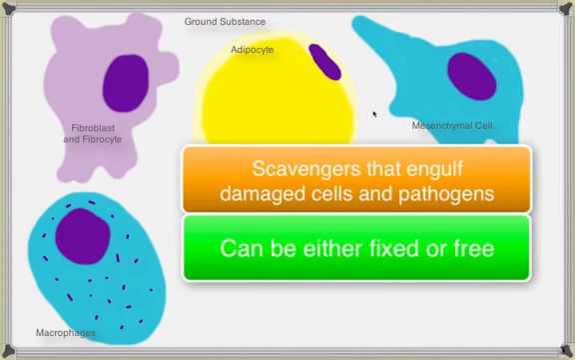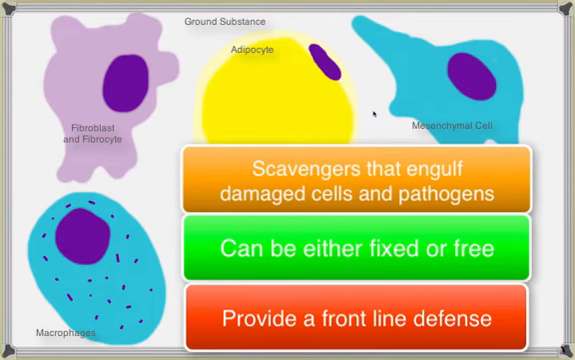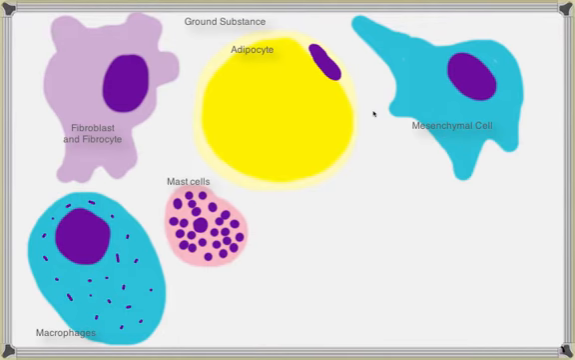These macrophages can be either fixed or free. The fixed macrophages stay in a tissue for long periods of time, whereas free macrophages migrate rapidly through the tissue. Macrophages provide a frontline defense until other cells can be recruited to help against the attack of pathogens or in the repair of tissue. Mast cells are small and mobile cells that are most common near blood vessels.